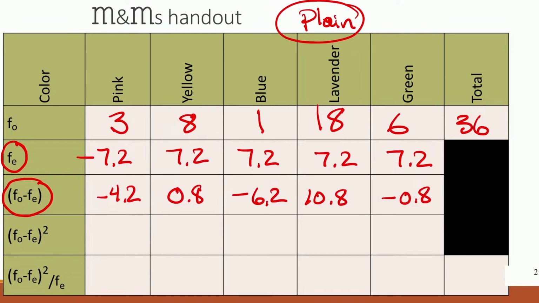Something's off. Oh, this one. Sorry, I knew something was wrong. Someone would have figured this out. Yeah, it's the green. Sorry, this is why it may be safer to do it on the calculator.